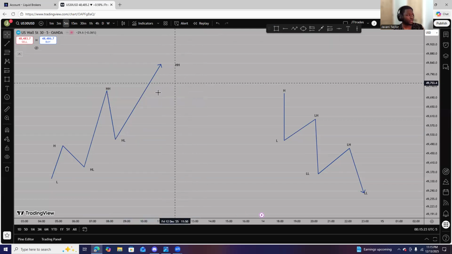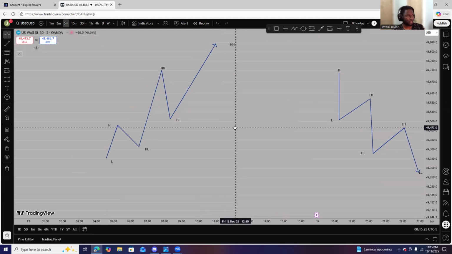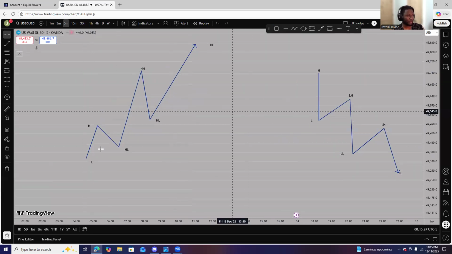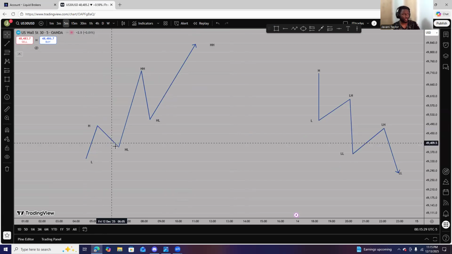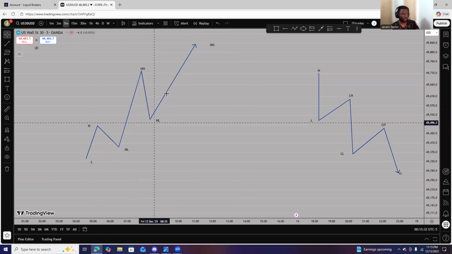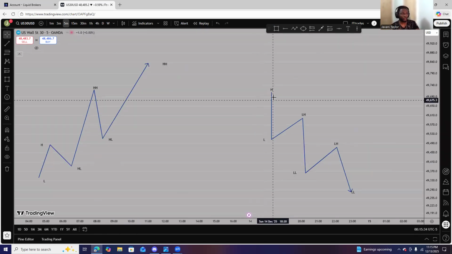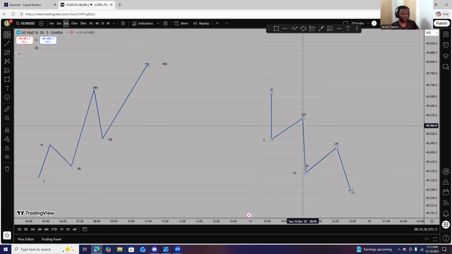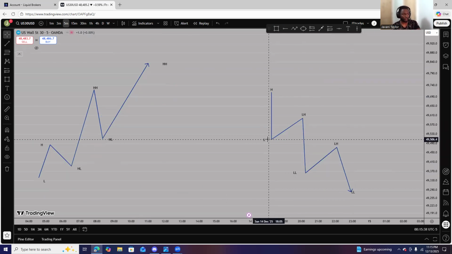Alrighty, so that is structure. Like I said, whenever we're going up, we have a high, low, high, low, and whenever we're going down, we have a high, low, lower high, lower low, lower high, lower low.